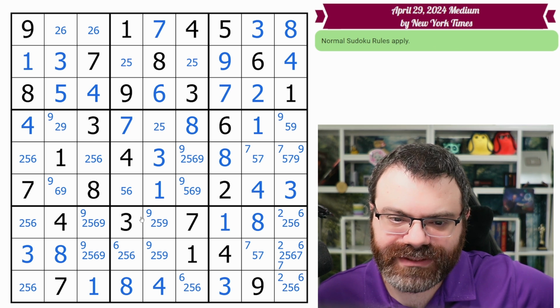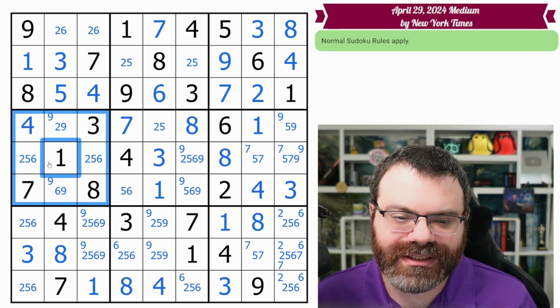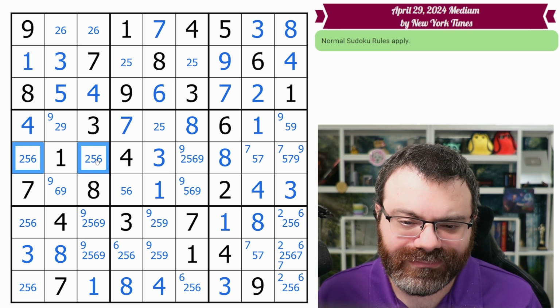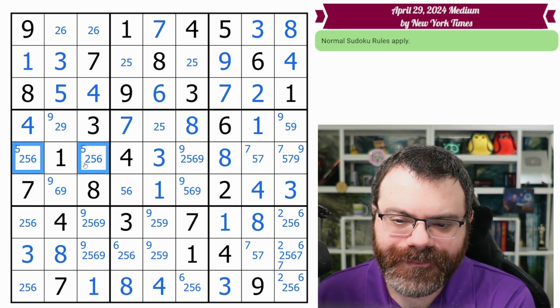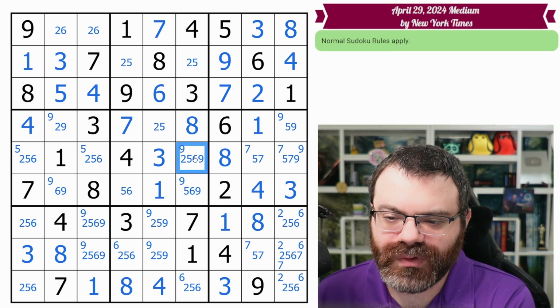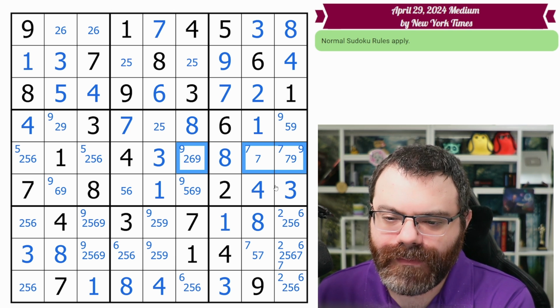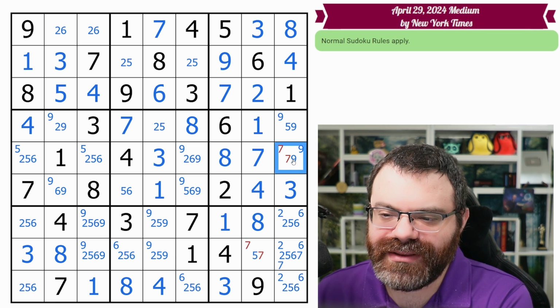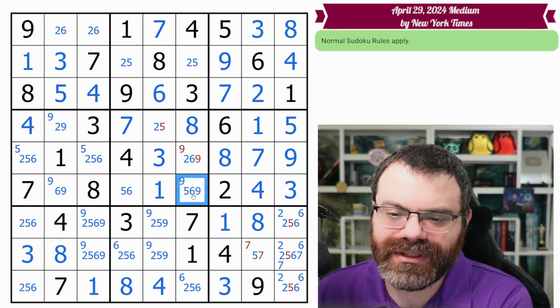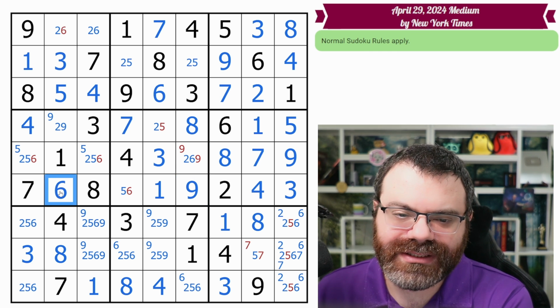How about the 5s? There we go. 5 in this box is limited to these 2 cells here. So we can corner mark that. And that points, removing 5 from the rest of the row. And look what that does. That gives us the 7, the 9, and the 5. That places the 9 here. And this is just going to resolve everything.